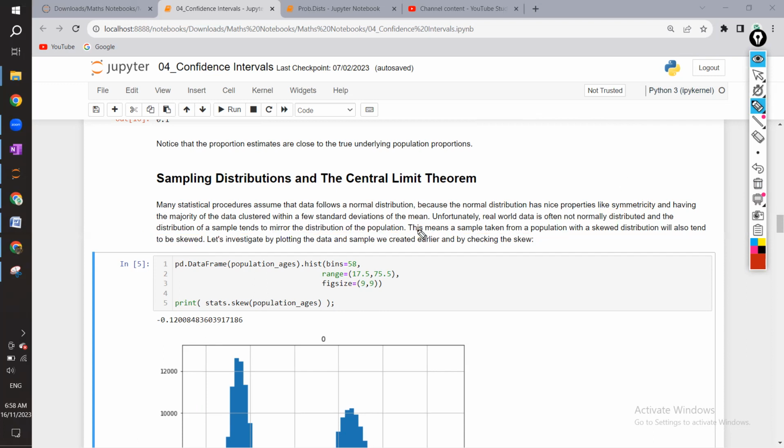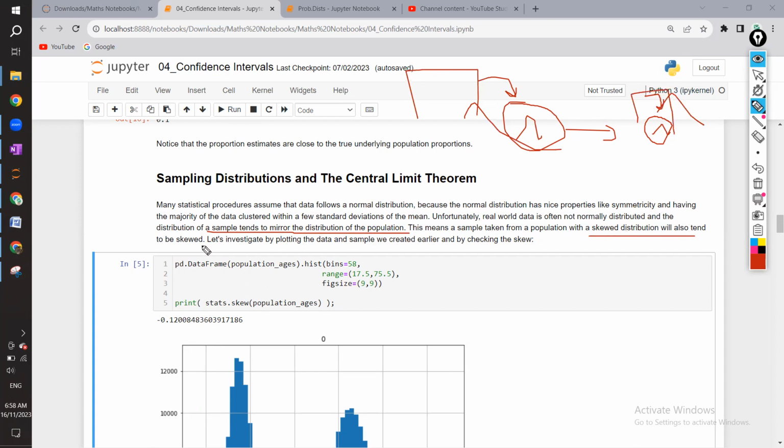See, you are having a population. If you want to take a sample, the sample tends to mirror the distribution of the population. That means whatever the distribution you are having, the sample will also usually have that. If you're taking a normal distribution, the sample will be normal. If you have a skewed distribution, the sample will also be skewed. If you have a uniform distribution, the sample will also be uniform. So just by taking a single sample, it is not working.